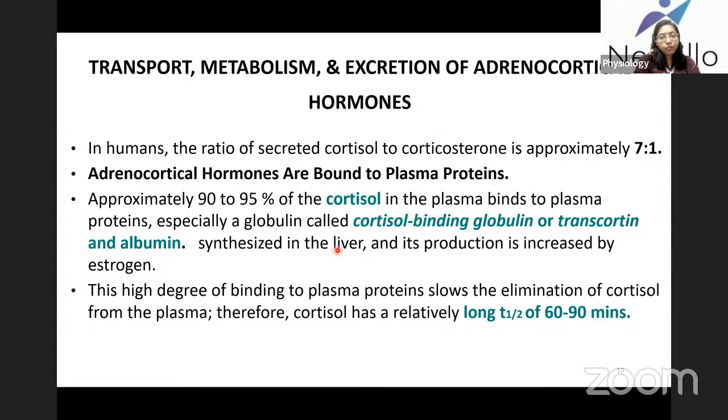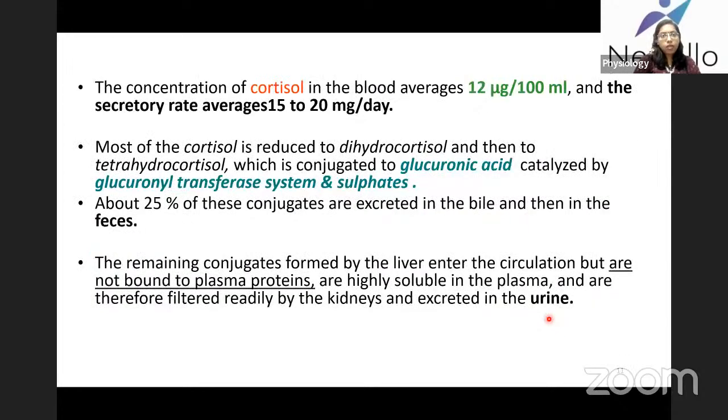This high degree of binding with protein slows the elimination of cortisol, obviously because the kidneys repel the filtration of the protein, and hence it results in retention of the cortisol in the body. Therefore, cortisol has a relatively long half-life of 60 to 90 minutes. The concentration of cortisol in the blood averages almost 12 micrograms per 100 ml, and the secretory rate is almost 15 to 20 milligrams per day.